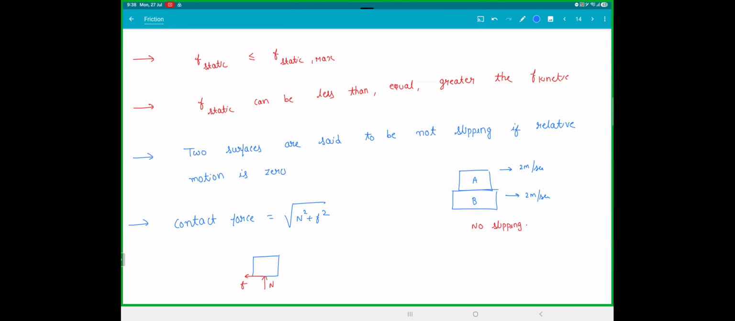So take a break, come back by 9:45. We'll continue from here. Any doubts so far? Chalo, come back by 9:45.